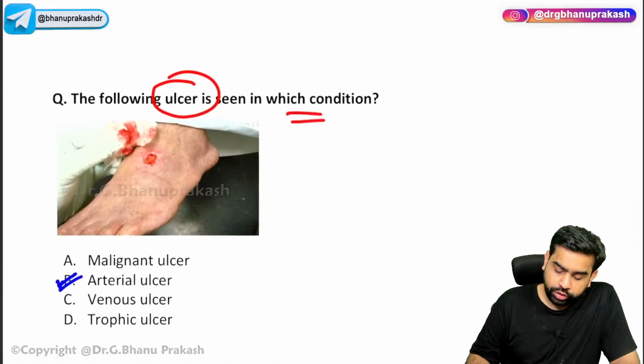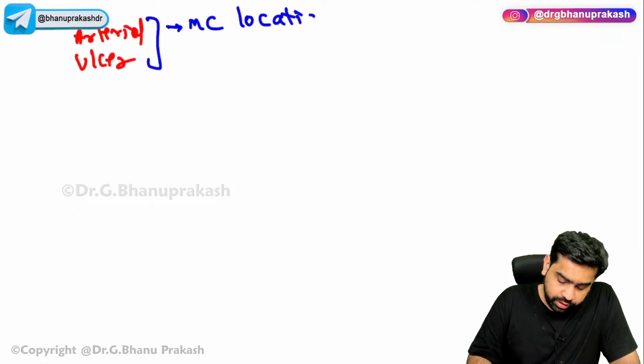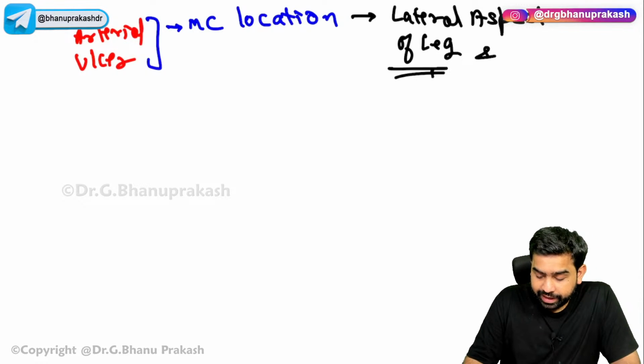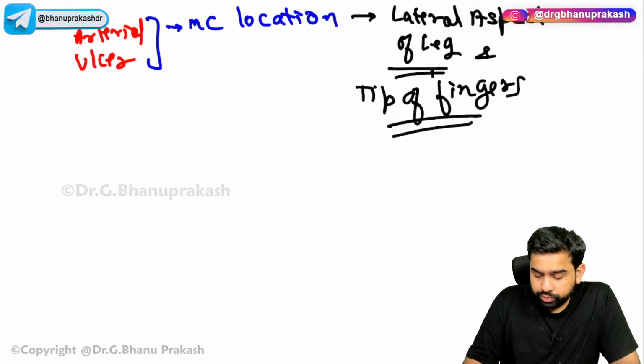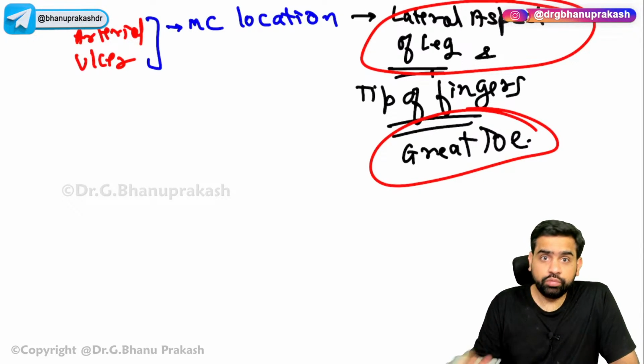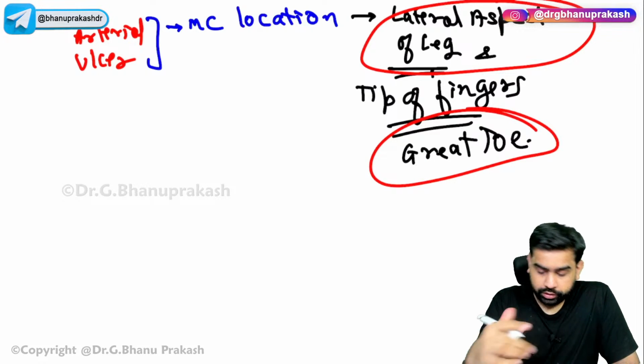So what is the most common location of an arterial ulcer? The most common location of the arterial ulcer is the lateral aspect of the leg and the tip of the fingers. Okay, so usually the great toe. Are you understanding my point? So the tip of the great toe and the lateral aspect of the leg, these are the places where arterial ulcers usually occur.